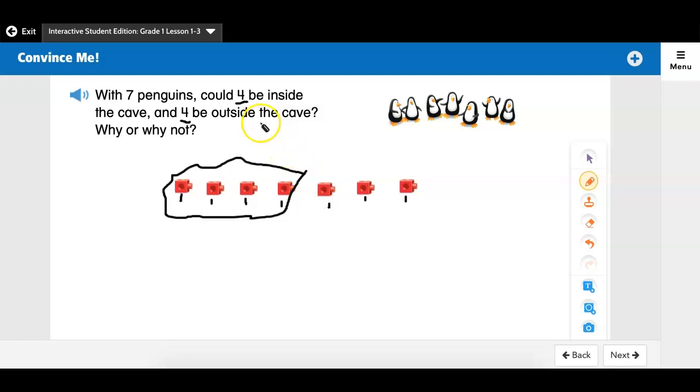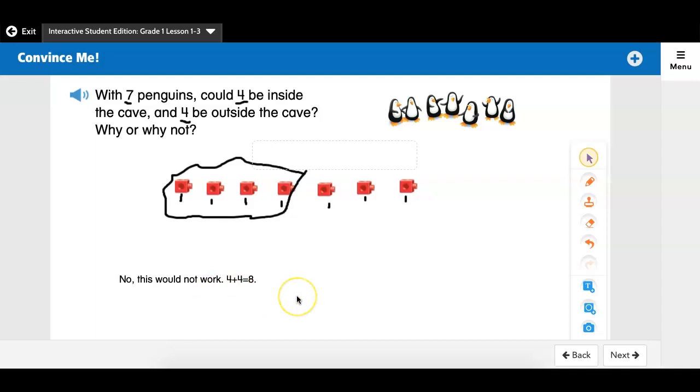Because if we were to add 4 plus 4, either using our counters or our fingers, I would probably use my fingers to count out. So if I were to count out 1, 2, 3, 4, I'm holding up 4 fingers. If I were to hold up 4 more fingers, so that's 5, 6, 7, 8. 4 plus 4 is 8. And if I only have 7 penguins, then that could not work. Answer, I would write, no, this would not work. 4 plus 4 equals 8.